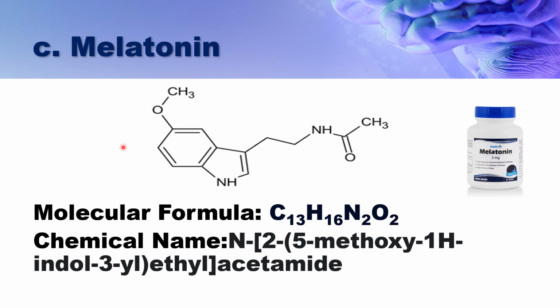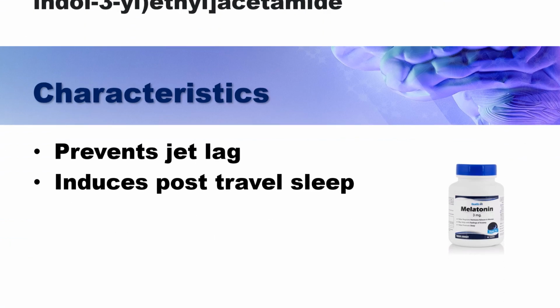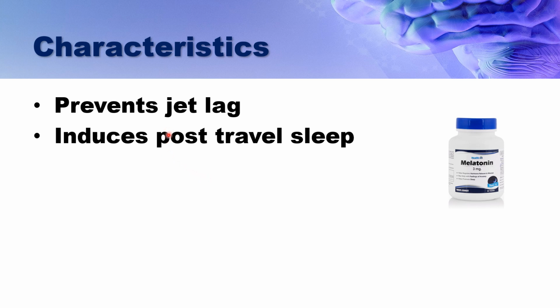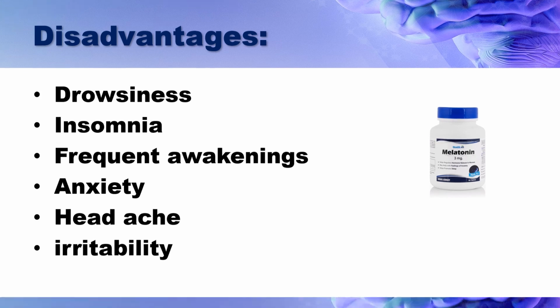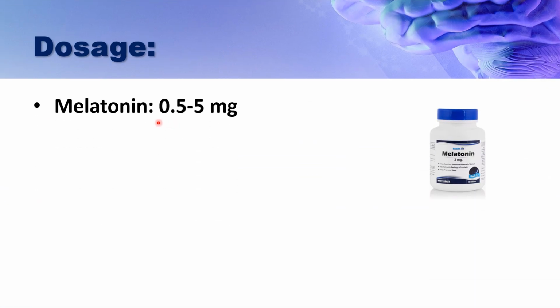Melatonin molecular formula is C13H16N2O2 and here is the structure of melatonin. The chemical name is N-[2-(5-methoxy-1H-indol-3-yl)ethyl]acetamide. The characteristic is it is going to prevent the jet lag. It's going to induce post-travel sleep. The disadvantages of this drug is it's going to cause drowsiness, insomnia, frequent awakening, anxiety, headache and irritability. Dosage: melatonin ranges from 0.5 to 5 mg.